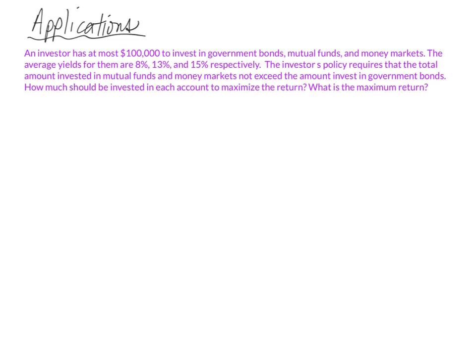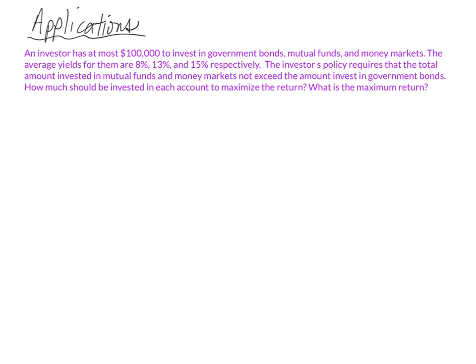On with the applications. An investor has at most $100,000 to invest. That's a lucky person. And they're going to invest in government bonds, mutual funds, and money markets. The average yields for them are 8%, 13%, and 15% respectively. The investor's policy requires that the total amount invested in mutual funds and money markets not exceed the amount invested in government bonds. How much should be invested in each account to maximize the return? What is the maximum return?